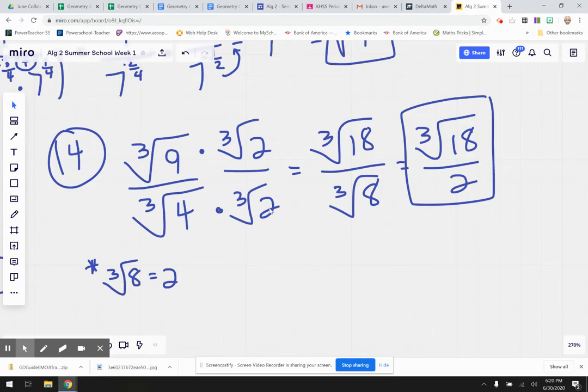So I need to multiply 4 times 2 to get the 8, but I have to keep the 3rd root because they both have to be the same root. So if I multiply these two together, I get the 3rd root of 8, which comes out as a 2. And now it's perfect because we don't have a radical on the bottom.